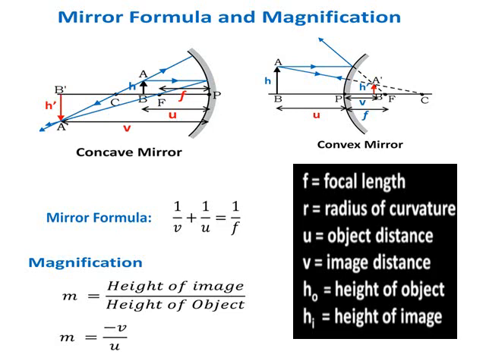Magnification has another formula in terms of U and V. That formula is M is equal to minus V by U. You have to bear these formulas in mind in order to solve the problems in both concave mirror as well as convex mirror.